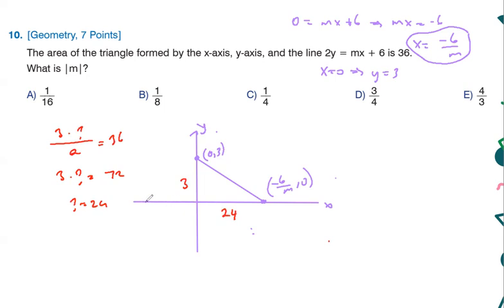Or if I do the other way around, that is the same thing. So the x value is 24. So 24 equals negative 6 over m, and I can swap the positions to get m itself. That will give us negative 6 over 24, which is just negative 1 over 4. But since we are looking for the absolute value, we should get 1 over 4.